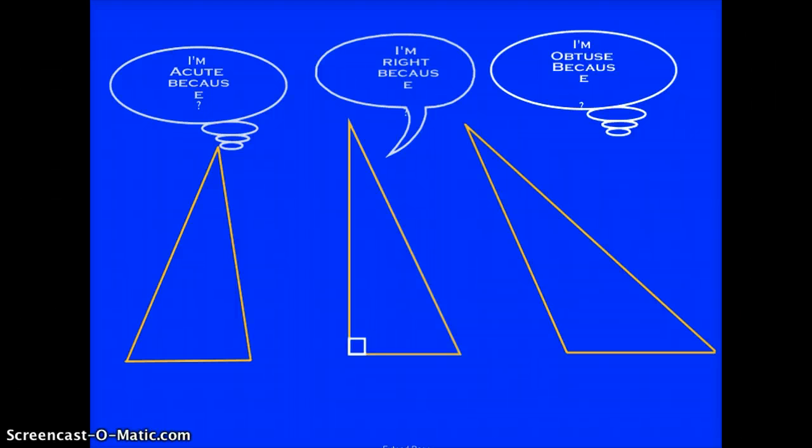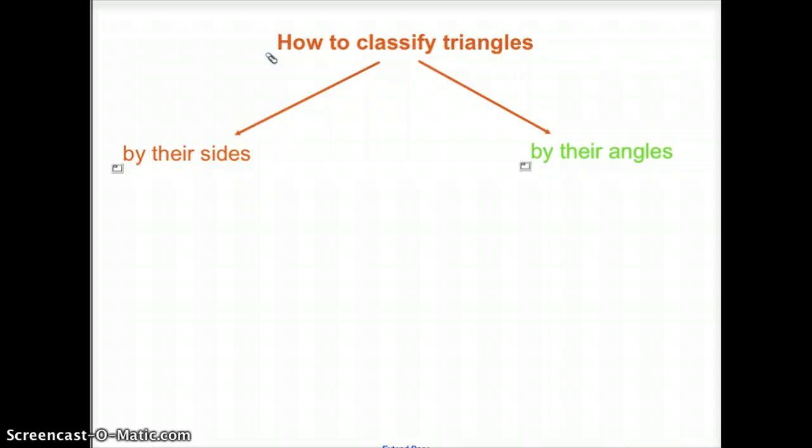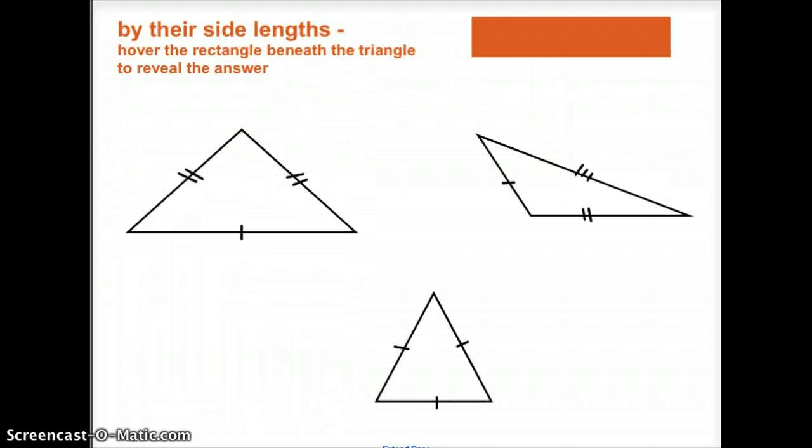First thing you need to figure out is that there are two different ways to classify triangles. One is by their side lengths, the second is by their angles. I like to think of every triangle as having a first name and a last name. So let's talk about first by their side lengths.